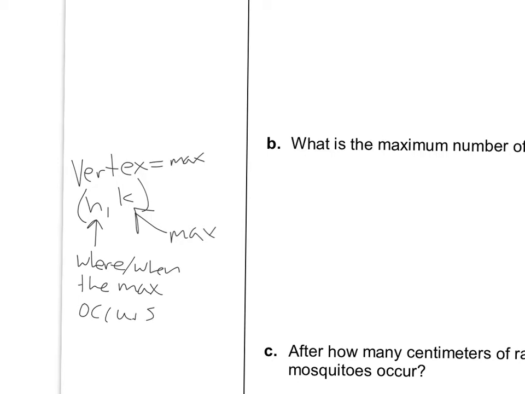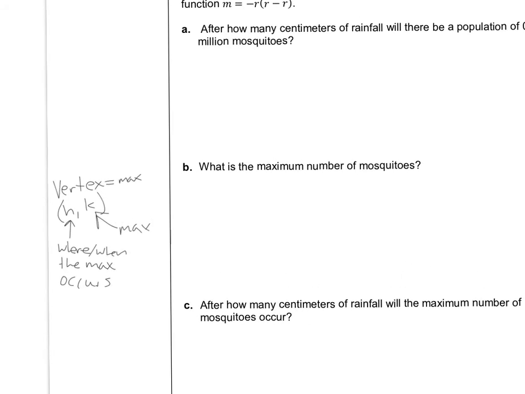Okay, so now that we've clarified that, let's see, what are they talking about? When they say what is the maximum, well, they're really talking about that K value, right? And we've never found the K value without first finding the H value. So the first thing I want you to do is find that H value. And I actually taught you 2 ways to find H. So I'm going to use both of them right here because they're both pretty easy.